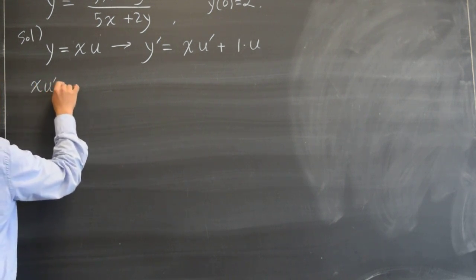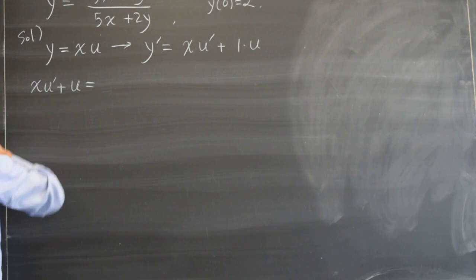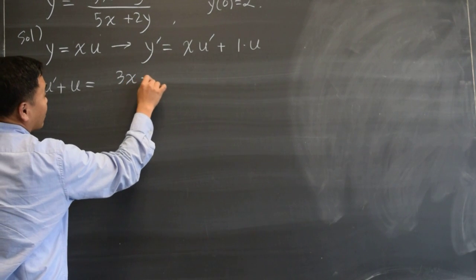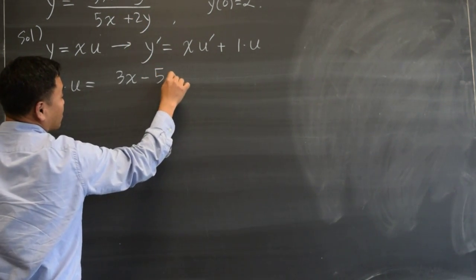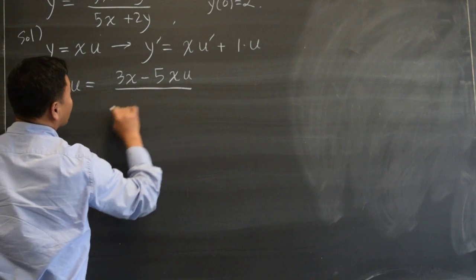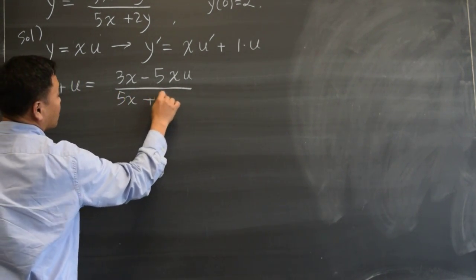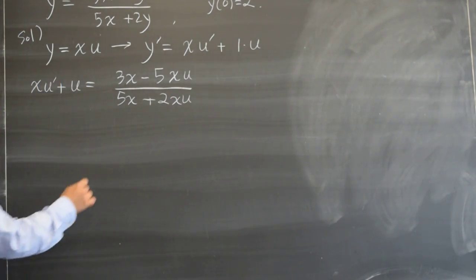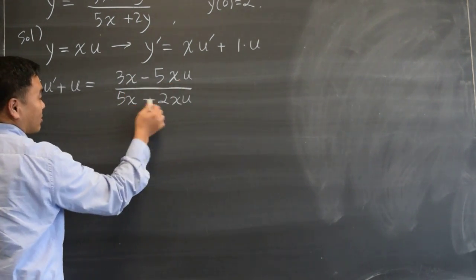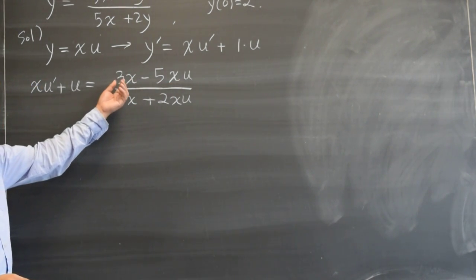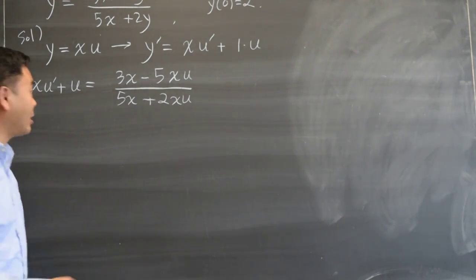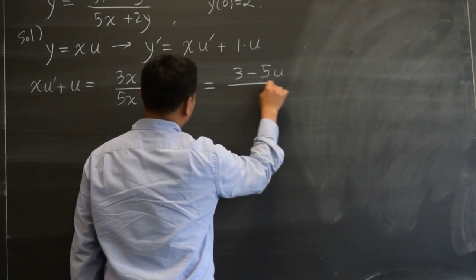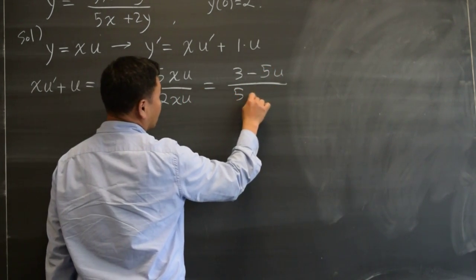xu prime plus u will replace y prime, right? That's what we figured out. On the right side, 3x is okay, but whenever you see the y there, you're going to replace it by xu. 5x plus 2xu. And I guess since top and bottom are both divisible by x, you can divide by the x's top and bottom, and you get 3 minus 5u over 5 plus 2u.